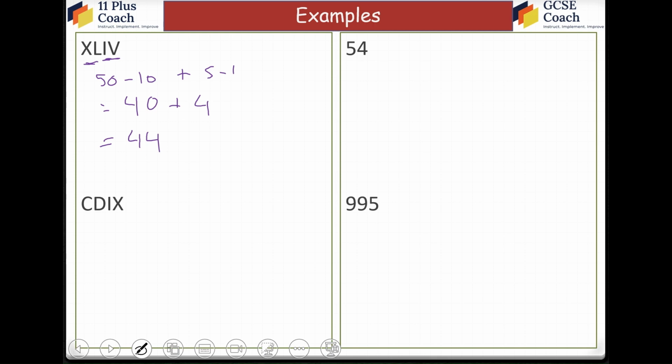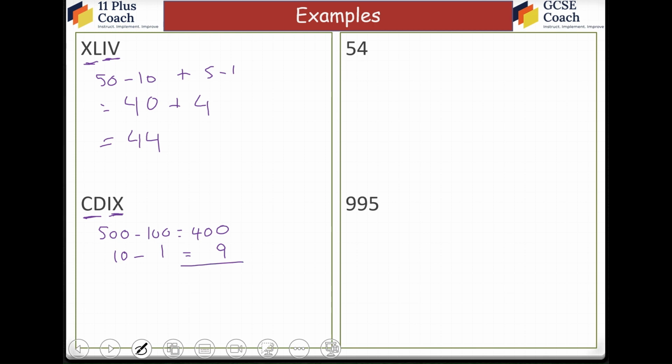The next one is CDIX. C is 100, D is 500, so you take away 100 from 500. That makes 500 minus 100, which is equal to 400. And then you have IX, which is 1 taken away from 10. 1 is smaller than 10, so it must be taken away. So 10 minus 1 equals 9.